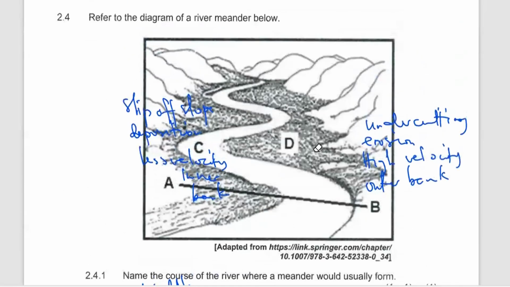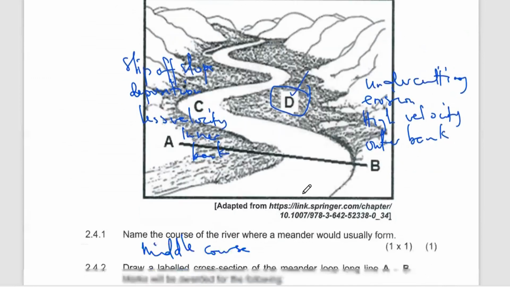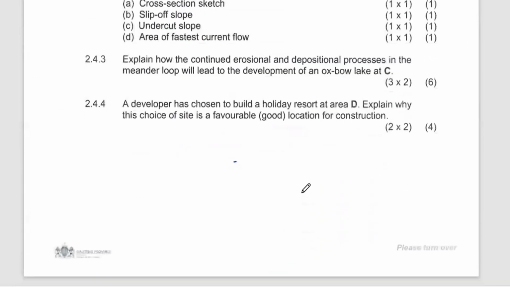Area D is here. This is on the inner bank of the meander. There's a bend along the river channel, and Area D is on the inner bend. We are saying this is an area favorable for the development of a resort. Why are we saying that area is justified for the development of a resort? Number one reason, we can say there's less erosion risk.